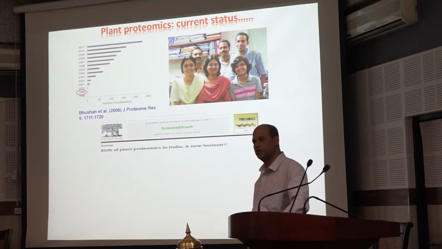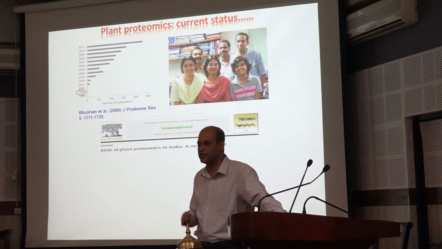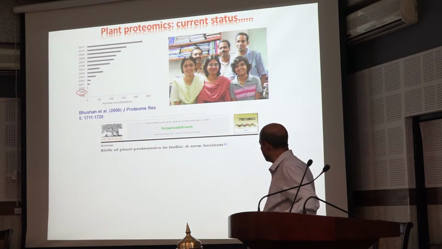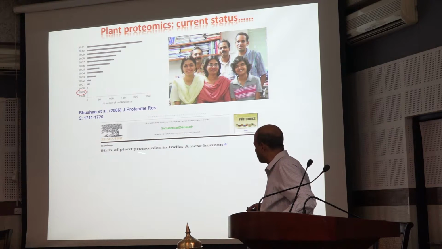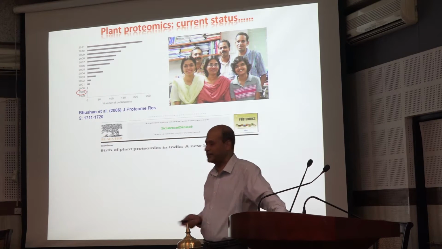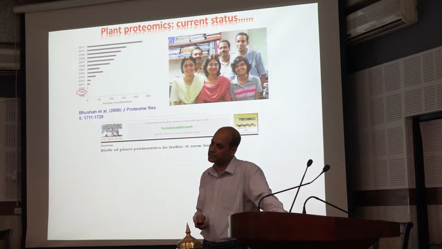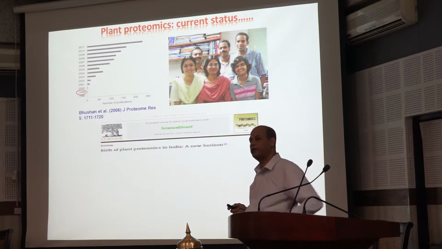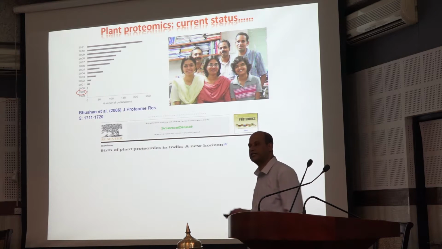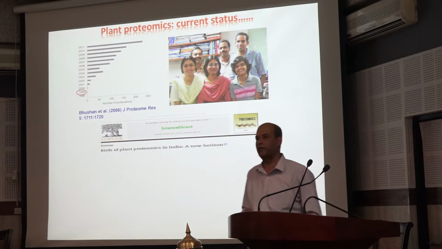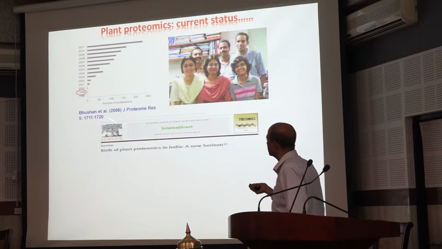That time I never understood that one day it would give me so much dividend. Now it proves. There is a paper, again in the Journal of Proteomics, that says birth of plant proteomics in India, a new horizon. And this paper tells that this is the first Indian plant proteomics paper. We also understood that this is not only the first Indian plant proteomics paper. This is the first cell wall proteome in any crop plant. This is the first cell wall proteome map globally. This is the first paper.